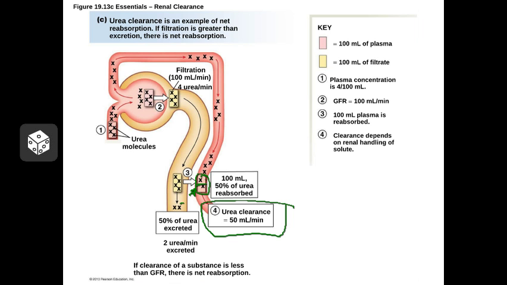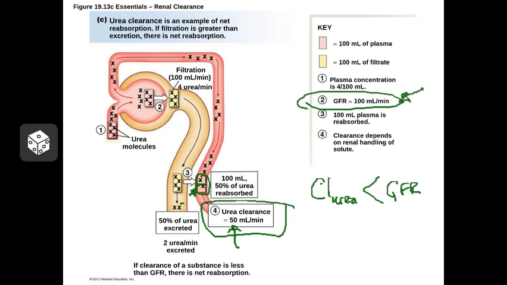Let's double check something. If the clearance of urea is lower than GFR, is it? Are you sure? Yes, here. GFR is 100. We proved that in the first slide. So the clearance of urea is 50 mils per minute. That's lower than 100 mils per minute. What do you know about how the kidney handles urea? If your answer is there is net reabsorption, you are absolutely correct.